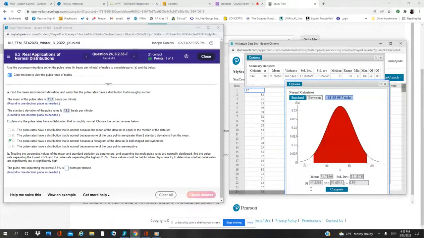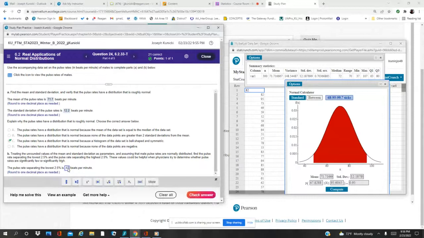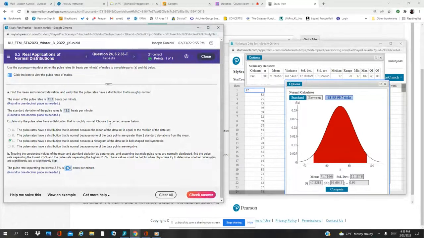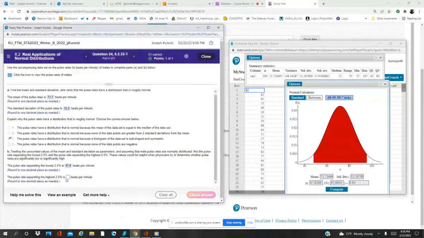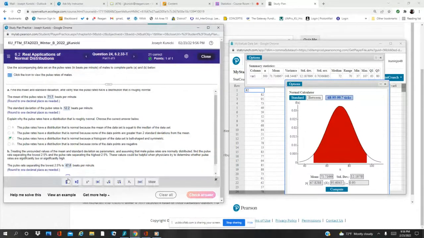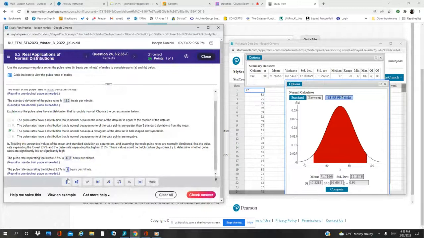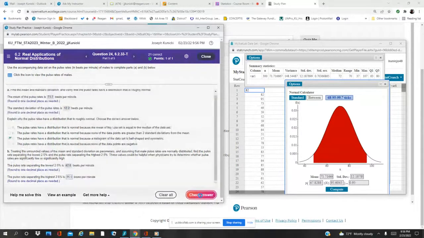So rounded to one decimal place, it'll be 47.8 on the lowest end on the left. So 47.8. And then on the upper end, it'll be 95.6. Right?